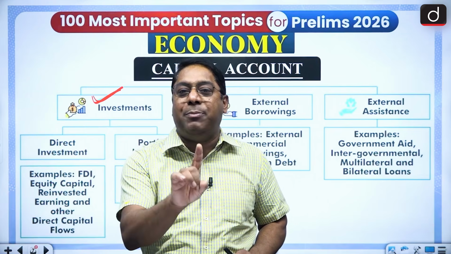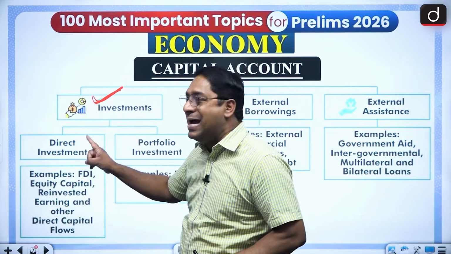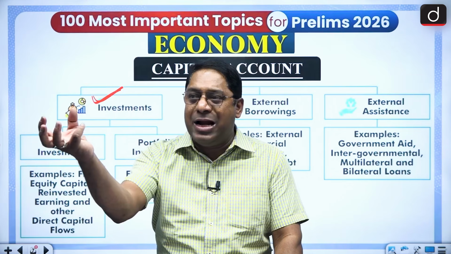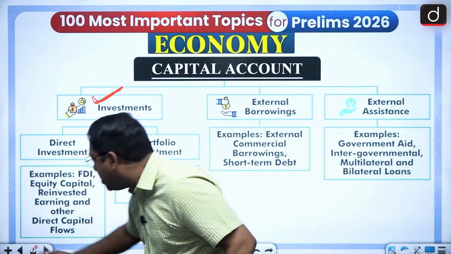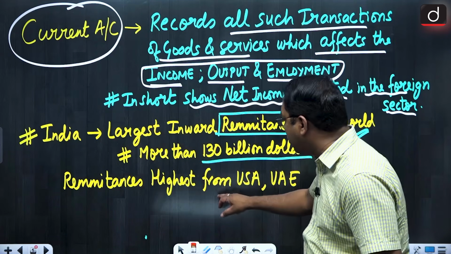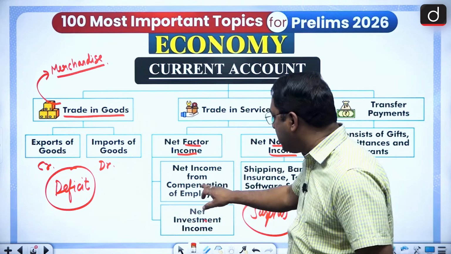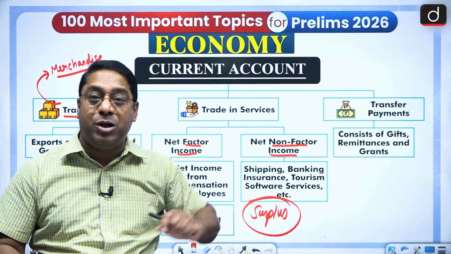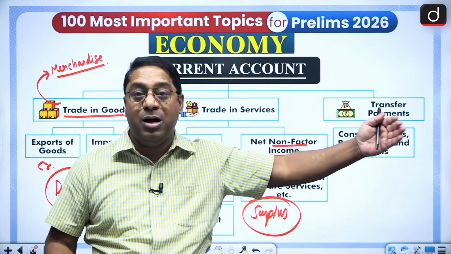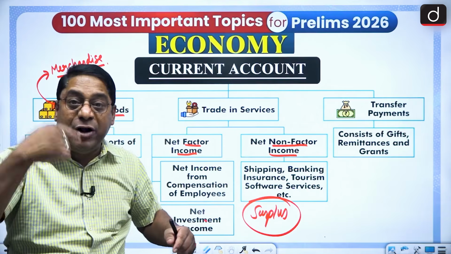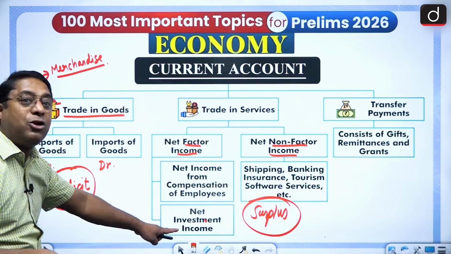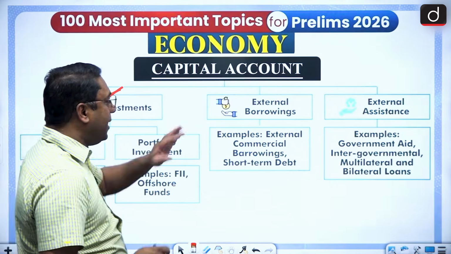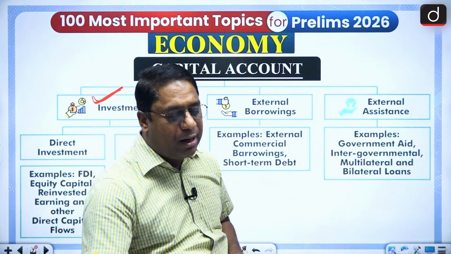And one thing I'll make you understand here. For example, direct investment: I purchased a house in the US. But when I got it rented, it means I'm receiving rent. That rent received is a part of investment income. In the same way, if I am purchasing shares of foreign countries, that is a part of capital investment, portfolio investment. But whatever dividends I'm getting from those shares will be a part of net investment income.